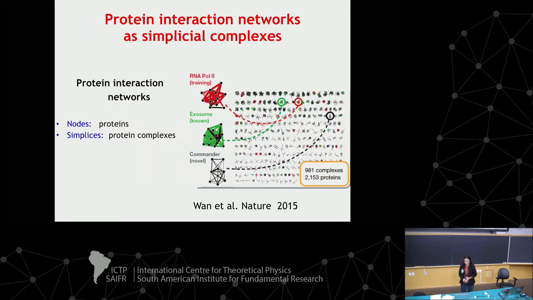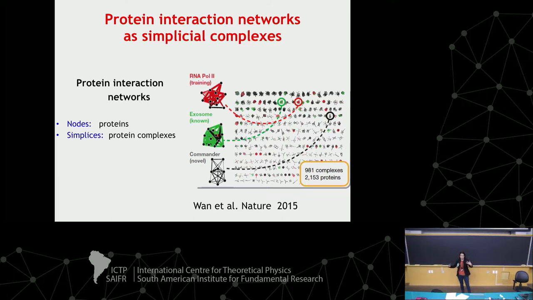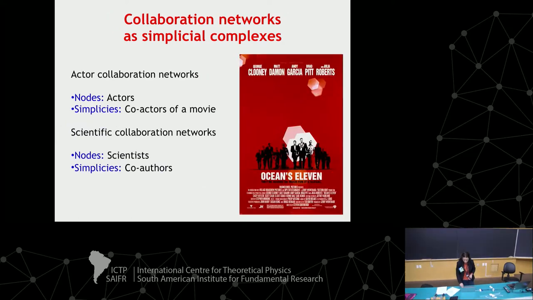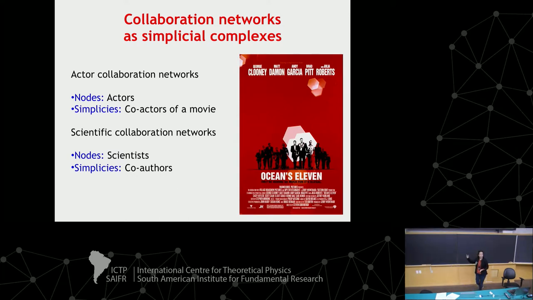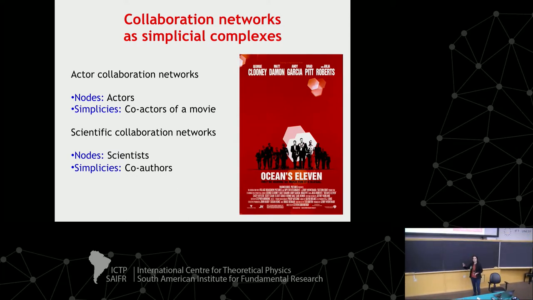Other examples of simplicial complexes are, for instance, protein interaction networks, where you have proteins forming protein complexes formed by more than two different types of proteins. So we have to go beyond the pairwise interaction framework, or in social networks and collaboration networks, if you have a paper, not always is a paper formed by two authors, or a movie might have more than two main actors.